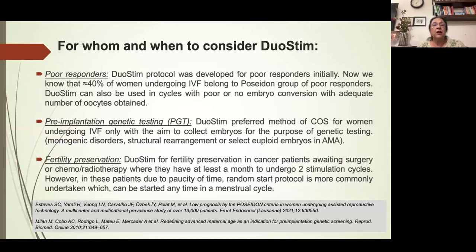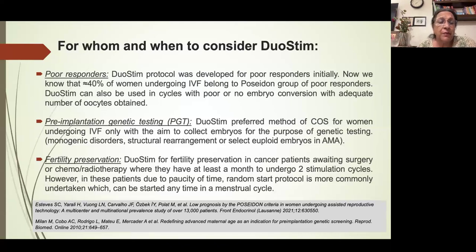Now, which are the patients when we consider Diostim? The most important section is poor responders. Looking at the Poseidon analysis, it was Sandro Esteves who brought out this analysis in 2021, that almost 40% of women who come to IVF belong to the Poseidon group of poor responders. So either they are of low age with low reserve, or low age with poor response in the previous cycle, or they are of higher age, which means over 35, with poor ovarian reserve or poor response in the previous cycles.